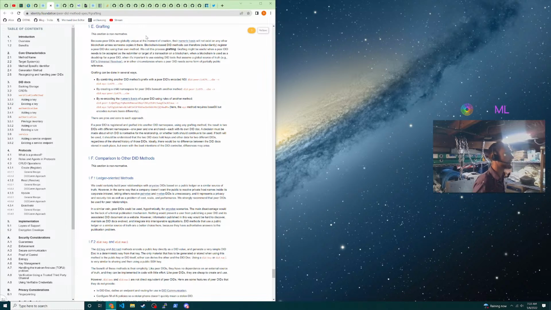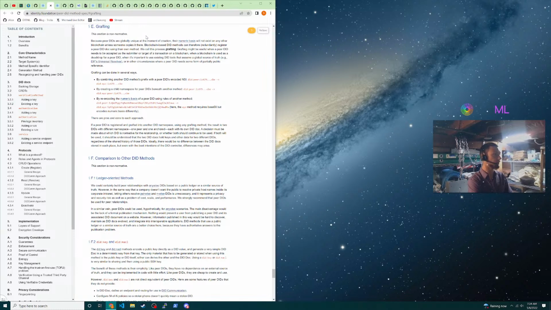Because peer DIDs are globally unique at the moment of creation, their numeric basis will not exist on any other blockchain unless someone copies it there. Blockchain-based DID methods can therefore redundantly register a peer DID doc using their own method. This process we call grafting.